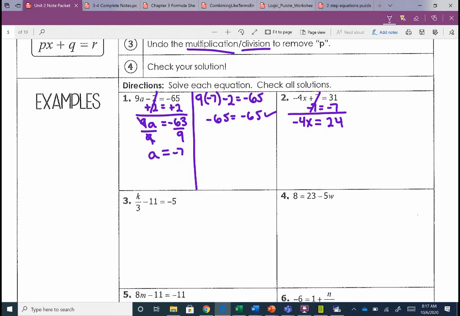Then step 3 says undo your multiplication or division, whichever one you have in the question. When the -4 is right next to the x, that means we have multiplication. So to undo that, we're going to use division. So x equals -6. Now we can check. Super easy to check. We just talked about how you can put the check right in your calculator.